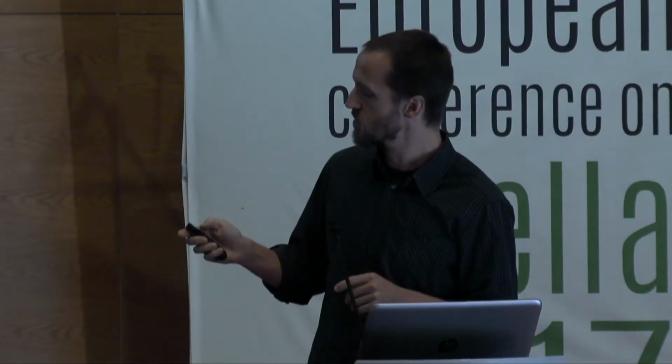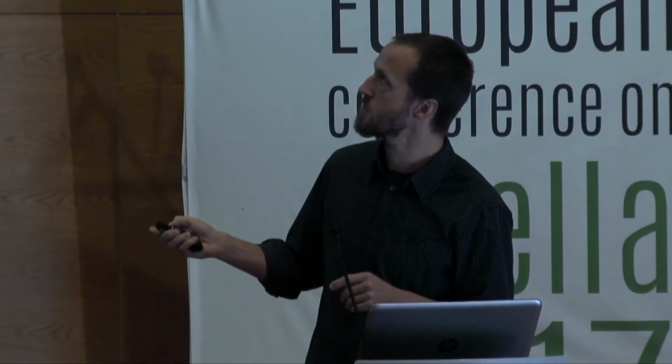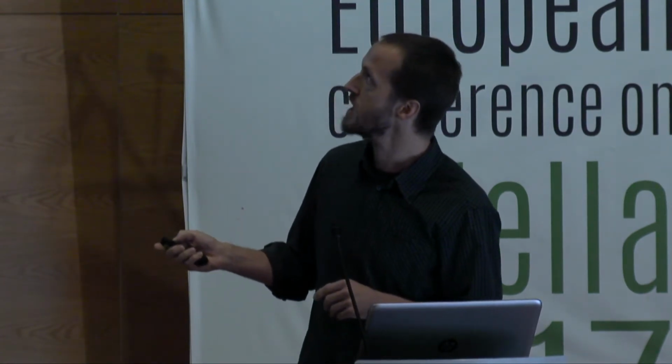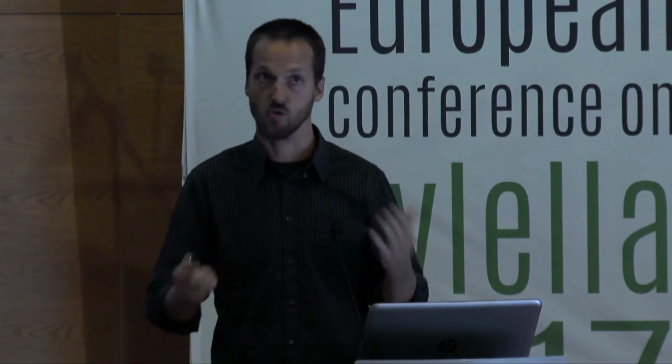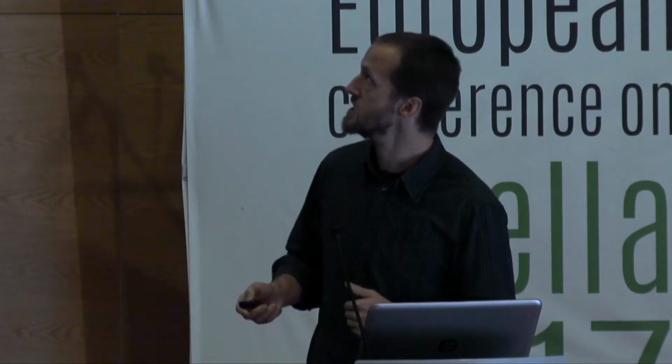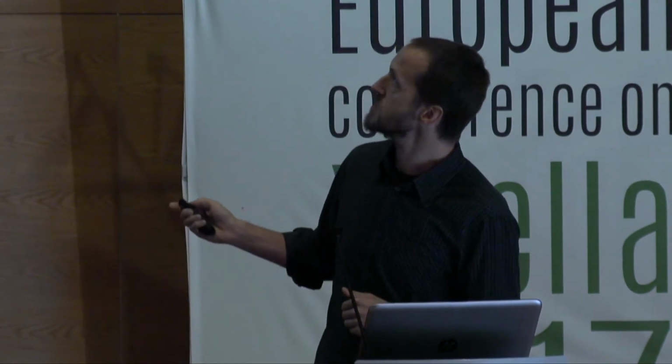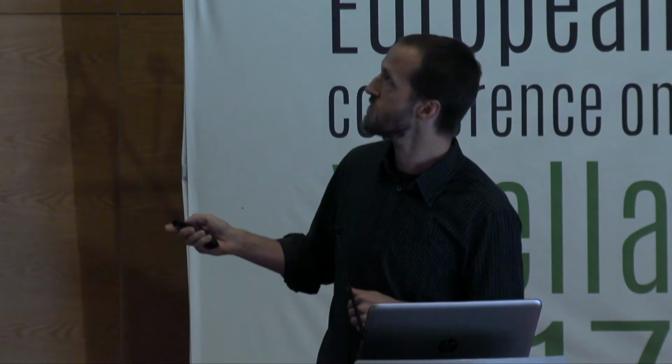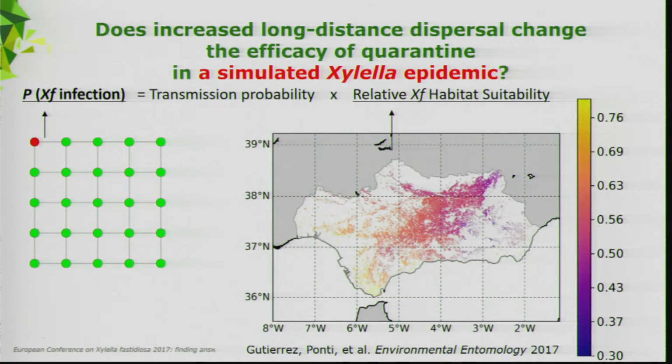Then to determine in our simulation the probability of an infected node passing on the infection to its neighbor within the network, we take a transmission probability that we can vary because we don't know what it is, so we can run very conservative estimates to rather less conservative ones. We multiply that with habitat suitability for each node, which we are mapping from earlier work by Gutierrez and Ponti, a temperature-based estimate of habitat suitability for Xylella.